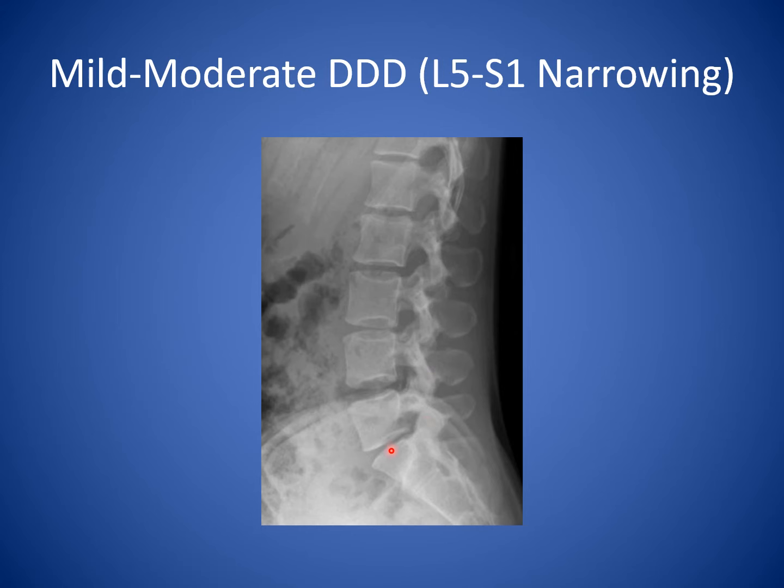There is more degenerative change here. The end plates are still intact. There's no sclerosis, but you can see the narrowing of the disc space. So an MRI would show a degenerative disc here at L5-S1.